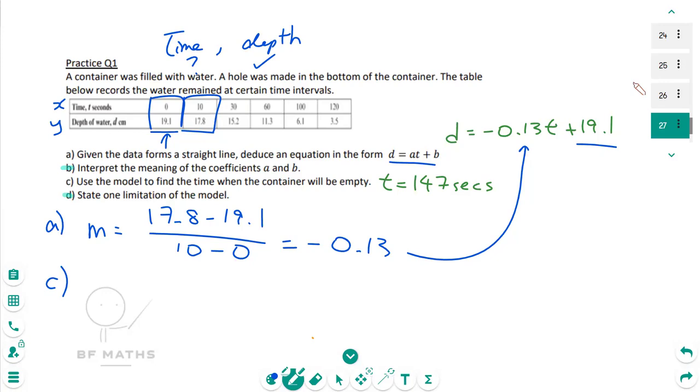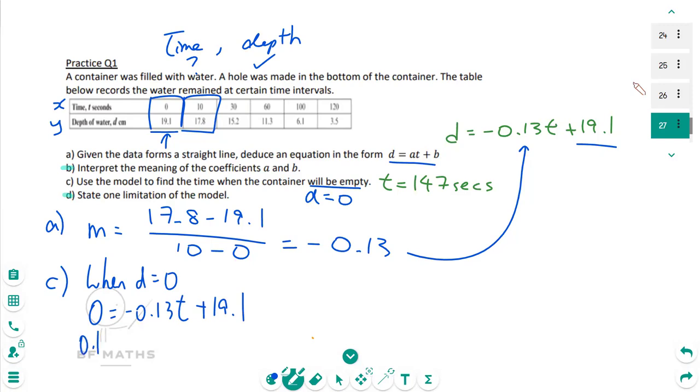Not a lot of teachers will teach you this way. But in here, we'll find time. That means we must know depth. Will be empty. That means the depth equals 0. So question C, when D equals 0: 0 equals negative 0.13t plus 19.1. Then 0.13t equals 19.1. T equals 19.1 divided by 0.13, which gives you 147 seconds, as required.